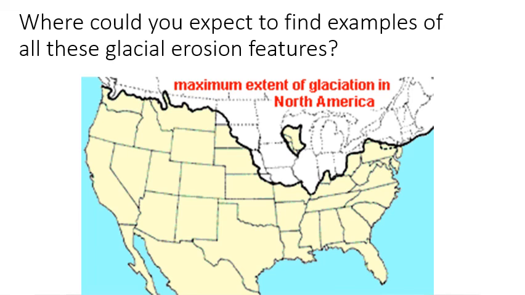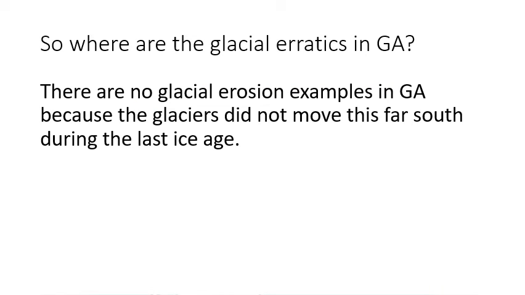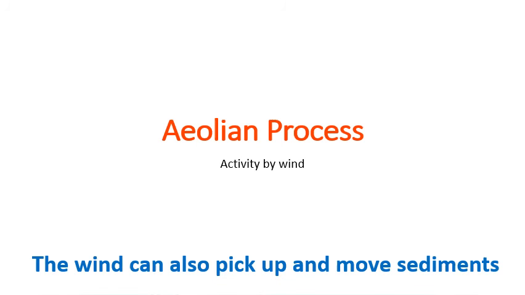Now, where can we find an example of all these glacial things that we're talking about? Only up in the northern part of the United States. We're going to say this area we can call the upper Midwest or the northern United States. Certainly as you go into Canada, you can see it because that's where the glaciers were in the last ice age. Now, there's no glacial erratics in Georgia. We can't find one because there were never any glaciers that came this far south.